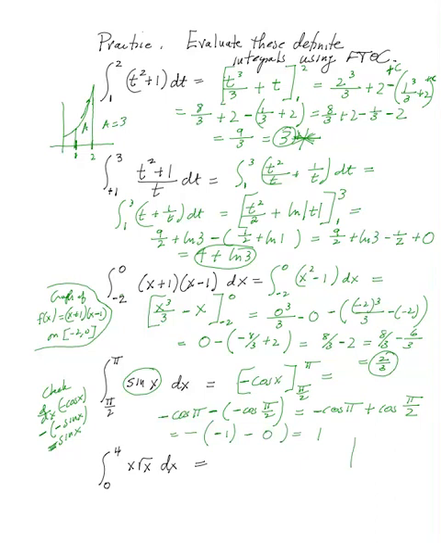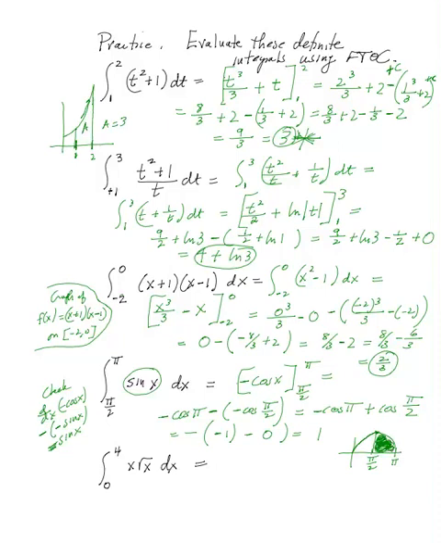If you look at the graph of sine x from pi over 2 to pi, it looks like this. This is the graph of sine x from 0 to pi, but from pi over 2 to pi, here's the graph. And there's one square unit of area right here that's shaded.